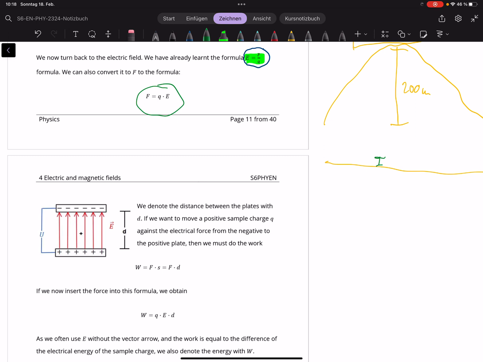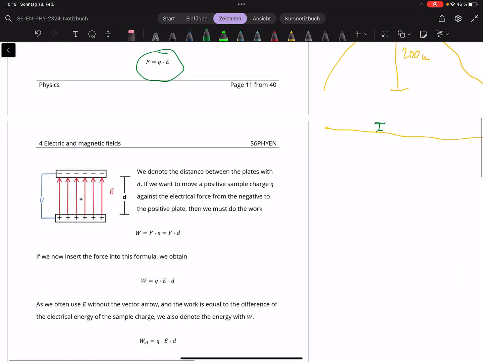Now, of course, there is the small q here again, because if we talk about force, that can only be between two charges. There can't be a force of one charge. So that makes perfect sense here to have this q in that formula.